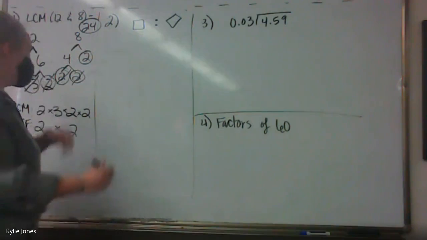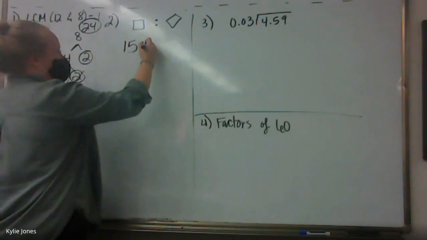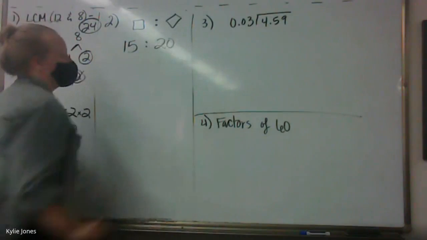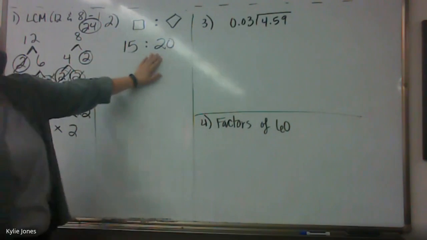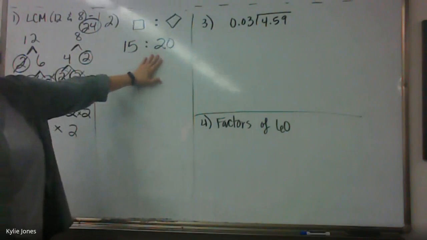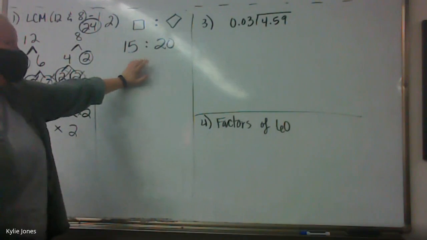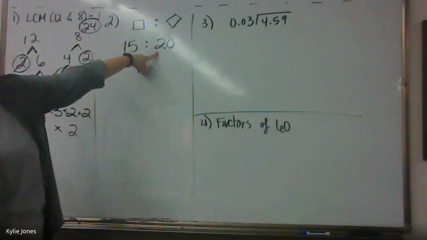So there were 15 squares and there were 20 diamonds. So now we have a ratio. For every 15 squares you see, you're going to see 20 diamonds. But we can simplify this. What number goes into both 15 and 20? 5.